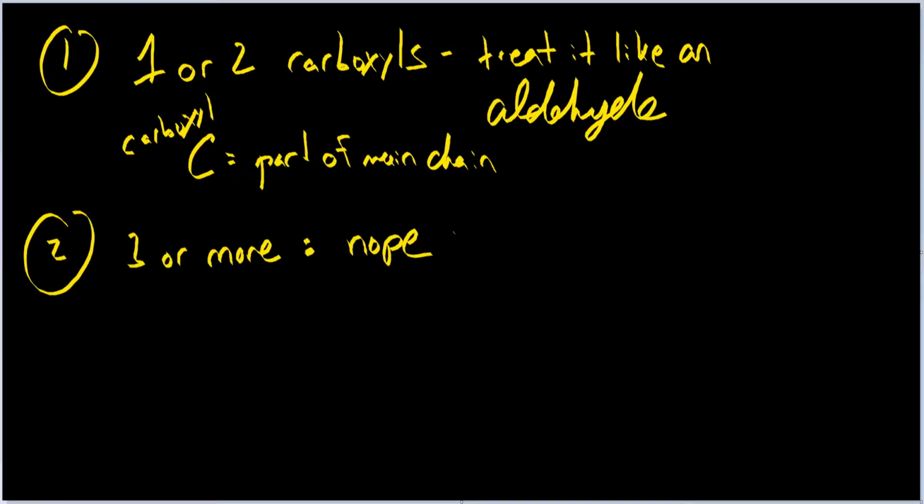If you have 3 or more carboxyl groups on the main chain, then you don't treat it like an aldehyde, and the carboxyl carbon is no longer part of the main chain. You have to remove it, for all of them, regardless of where they appear on the chain. So your main chain is going to end up being smaller, but you'll have more of the suffix group present on there. That's why we do this.